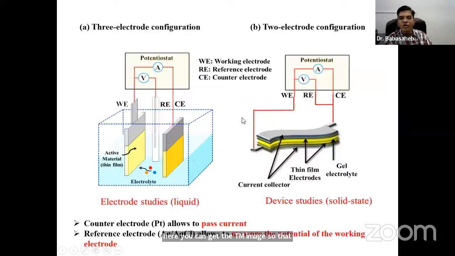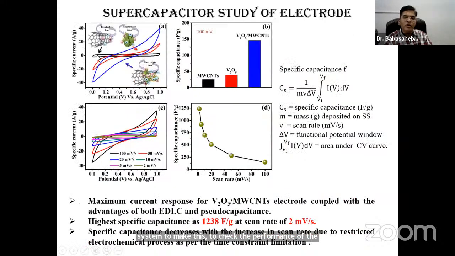Then we have used a 3 electrode system to study the electrode and a 2 electrode system to check the performance of the solid state device. So what we required, you have to see the IV curve, called a current versus voltage, called cyclic voltammetry. So we required the current versus voltage graph. The black color is shown for the carbon nanotube, red color is for vanadium oxide, and blue color is shown for the hybrid.